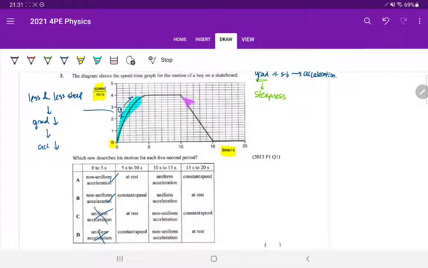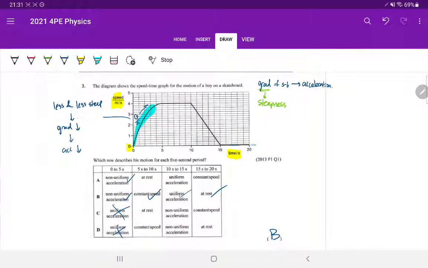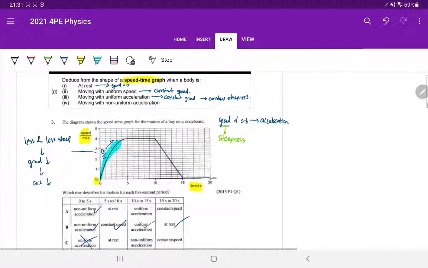Next, 5 to 10 seconds, is it at rest or is it constant speed? What's the speed from 5 to 10 seconds? We talked about it earlier, it's 4, which means down here to here is constant speed. And of course, this is uniform acceleration, and then this is at rest. So the answer is B. Okay? That's your speed time graph.